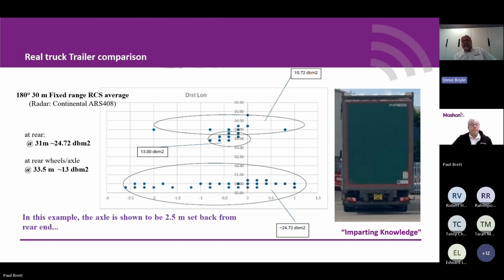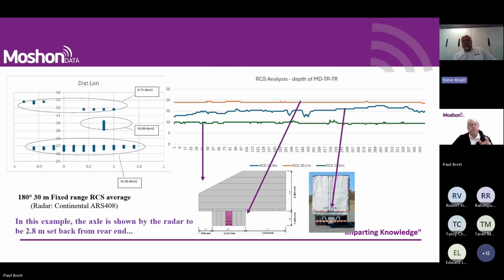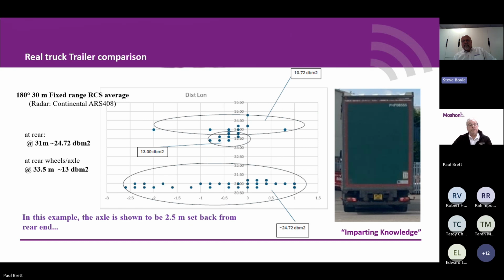And this was compared to a real truck, and we've taken some measurements of a real truck as well. And in here, going back to the previous one, what we were seeing was 2.8 metre. On the real one, we're seeing 2.5 metre. We can vary that. This is how it came out for the target and the specification we were doing at the time.